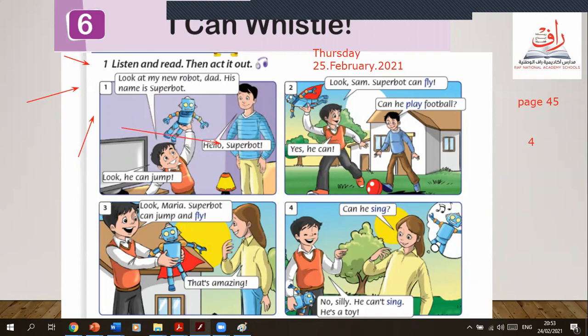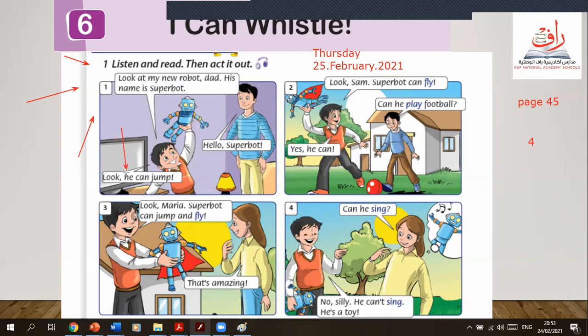Hello, Superbot. Hello, Superbot. Sorry. Superbot. We have P and B. The dad says again, hello, Superbot. Excellent. The boy again says, look, he can jump.